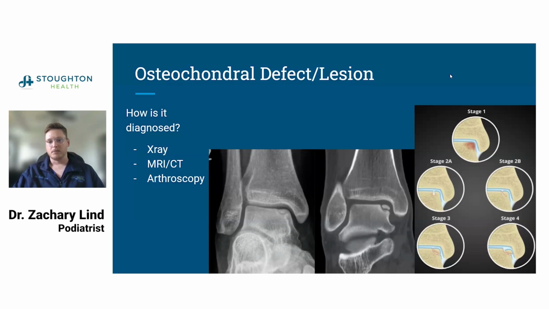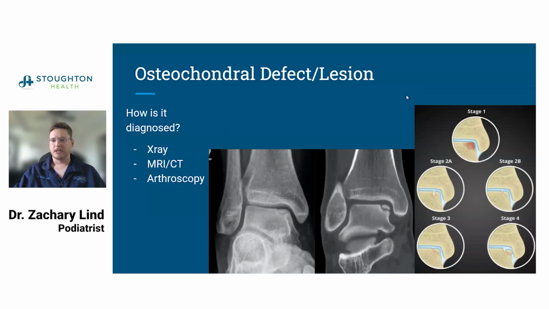And then we stage these just like everything else. Stage 1 would be more of a contusion, a bone bruise, if you've heard of that term before. Sometimes you get just a small fissure or a defect in the cartilage. Stage 2A would be an incomplete fracture. Stage 3 would be a complete fracture that's non-displaced. And then stage 4 would be a complete fracture where that fragment has actually moved from where it's supposed to be. We can also evaluate these further using arthroscopy again.